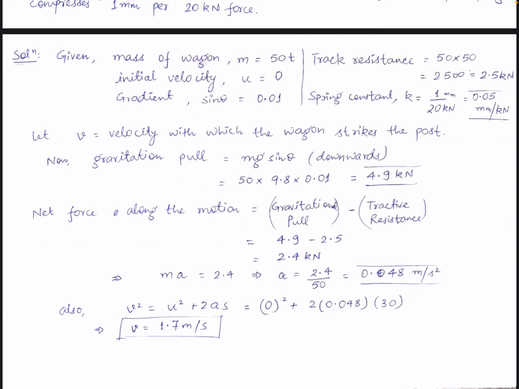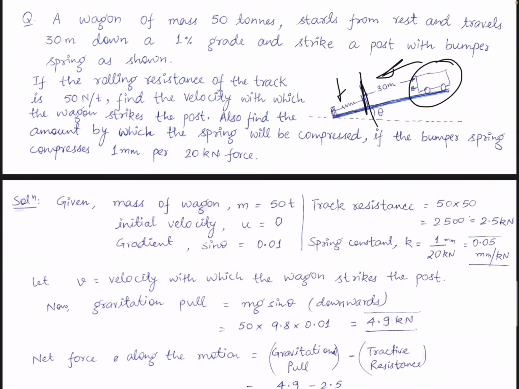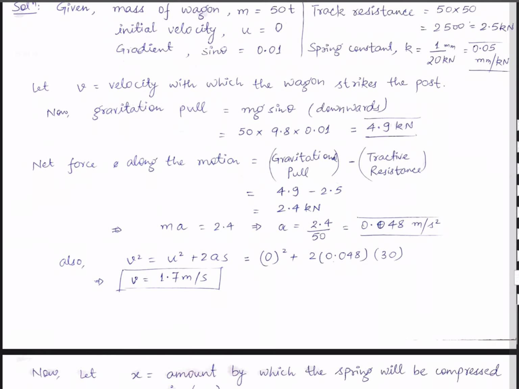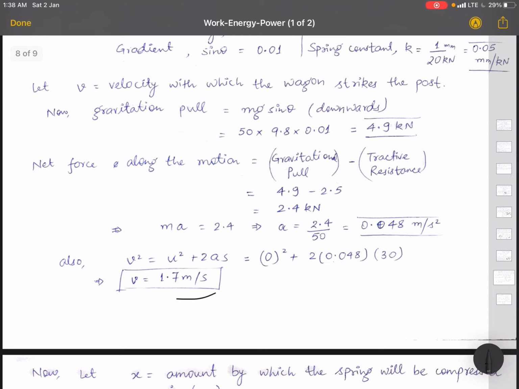Okay, now velocity V we have to calculate. Distance is given as 30. If we are able to calculate the acceleration, then we will be able to calculate the final velocity from this formula: V square is equal to U square plus 2aS. U is 0, S is given. A we have to calculate, then we will get the V.